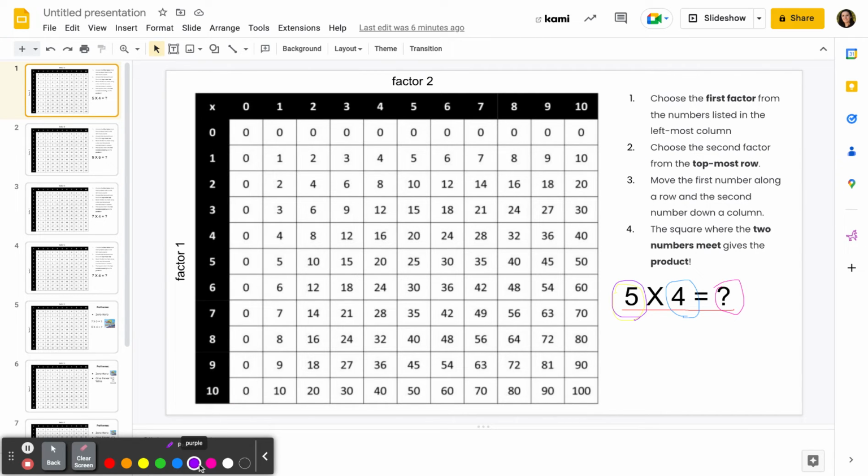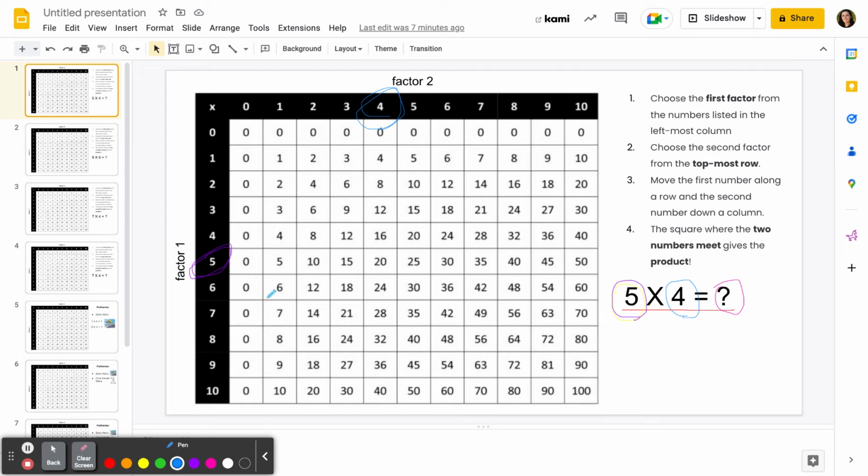So the first thing I'm going to do is choose the first factor from the numbers listed in our first column here. So our first factor in purple is 5. Let me circle that. I circled it in purple. Our second factor, I'll circle in blue, is 4. I'm going to find that in our top row. Let me circle that for you.